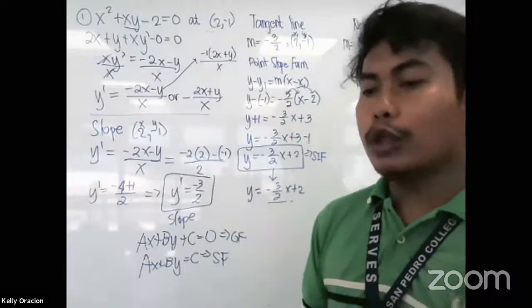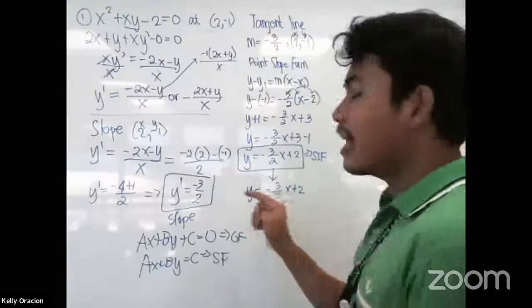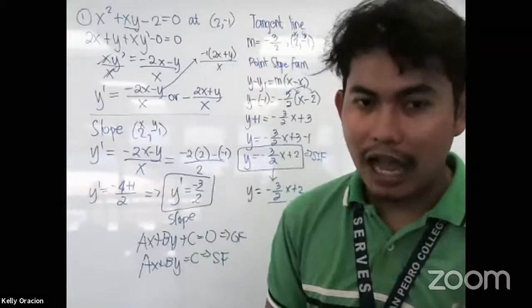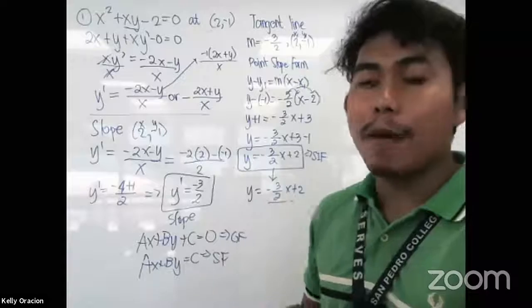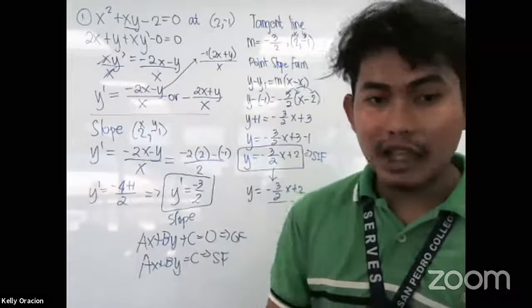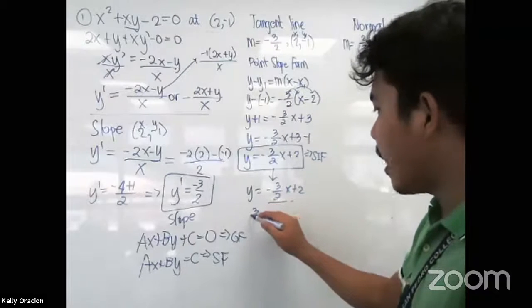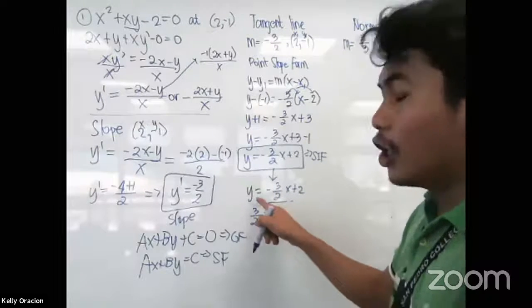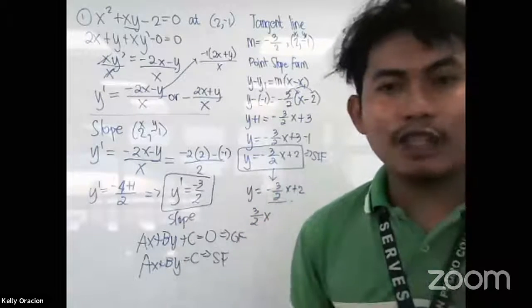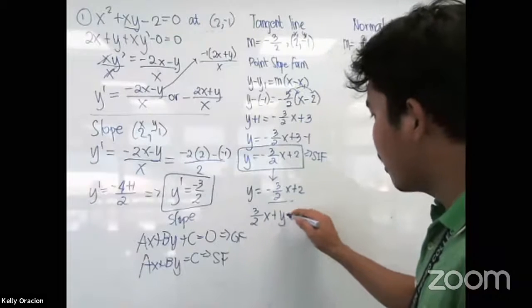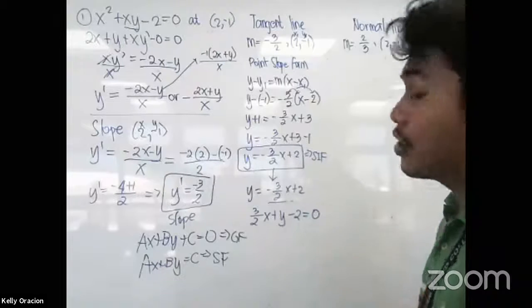So we are going to transpose this negative 3 halves x to the other side para maging positive siya, para makuha natin yung general form natin. So you have 3 halves x transposed. Itong y, hindi natin i-transpose yung y. As is lang yung y, kaya nga plus y, then minus 2 is equal to 0.